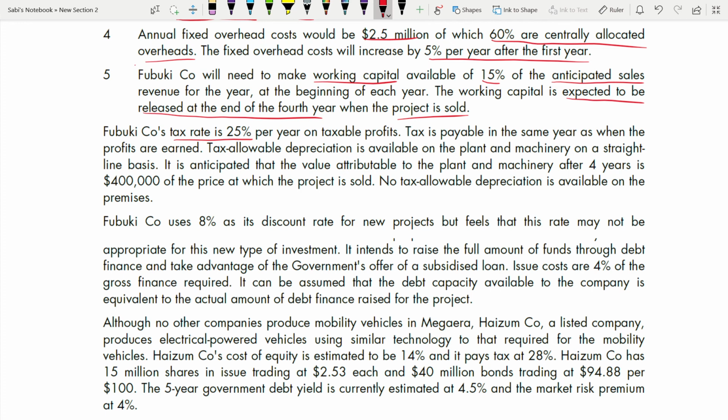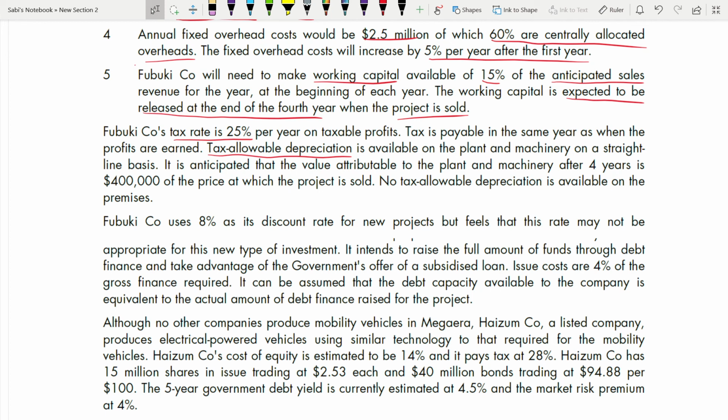Cool. Tax allowable depreciation is available. Tax allowable depreciation is another important area where you have to do workings. Whenever net present value is given, this will be there. Tax allowable depreciation will always be given to you. There is no question in the history of AFM where tax allowable depreciation has not been given when net present value is asked for. So always, 100%, you have to be prepared for tax allowable depreciation, working capital requirements, all the things.